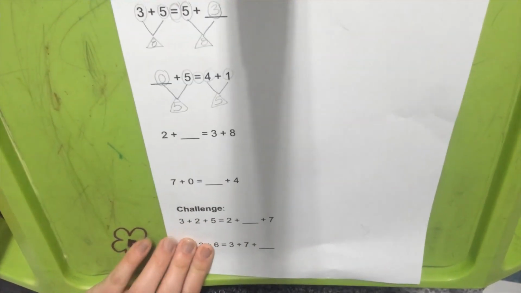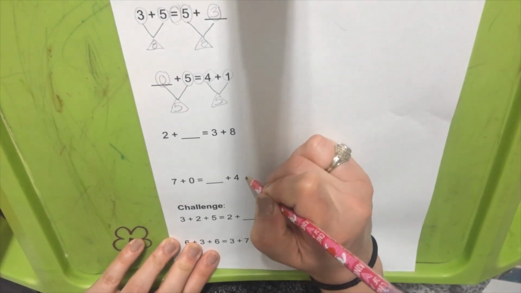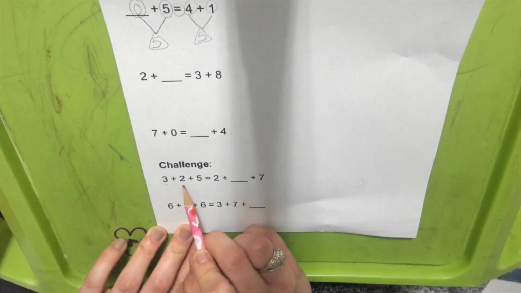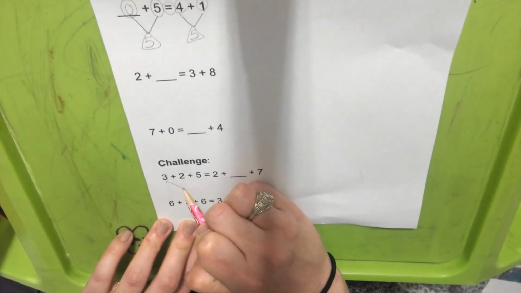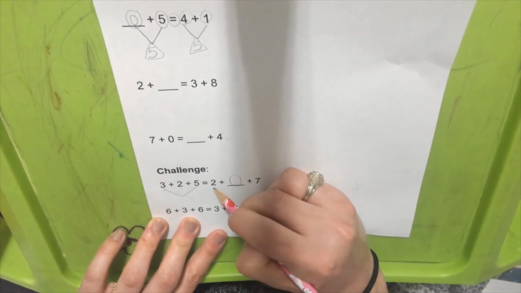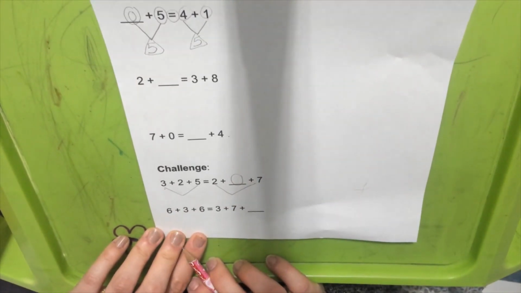Got it. Now on your own, you're going to do the same thing to solve these two problems. Your challenge is down here. Notice there is part plus part plus part. So I have to add all 3 together and then find the missing part here. All right. Have fun, guys.